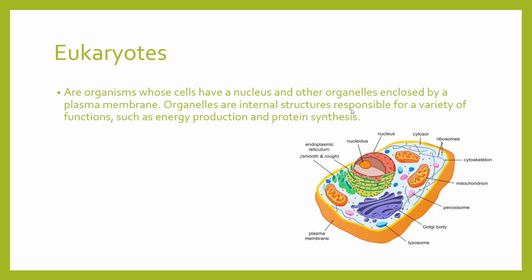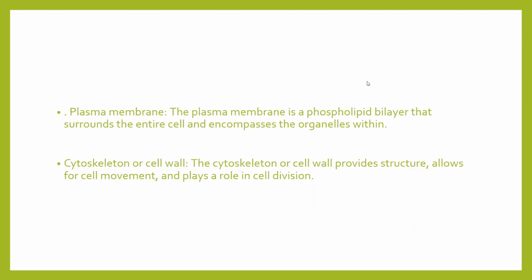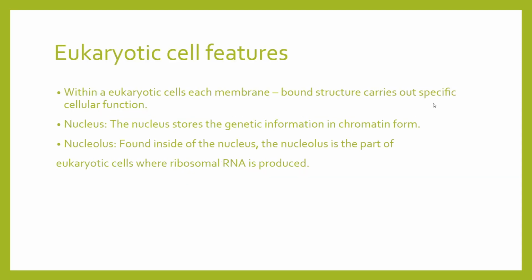Organelles are internal structures responsible for a variety of functions, such as energy production and protein synthesis. Next is the plasma membrane. The plasma membrane is a phospholipid bilayer that surrounds the entire cell and encompasses the organelles within. Cytoskeleton or cell wall: the cytoskeleton or cell wall provides structure, allows for cell movement, and plays a role in cell division.